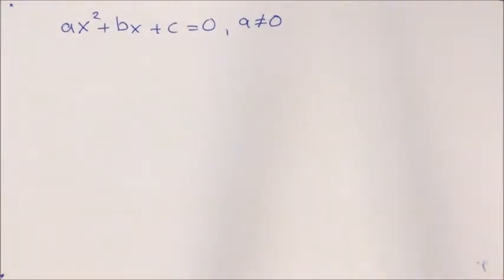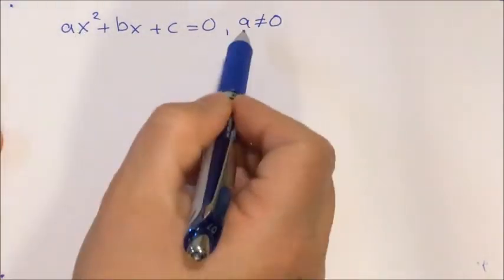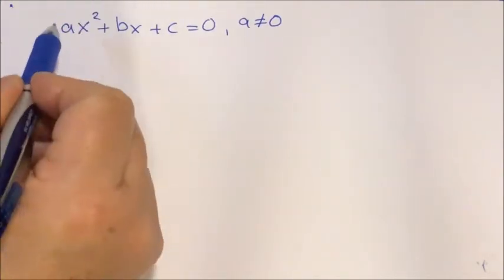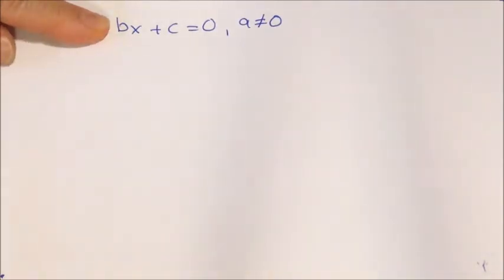Let us start with a general quadratic equation. And we can suppose that the coefficient of x squared, a, is different from 0, because if a were 0, this term would vanish and we would have a linear equation instead of a quadratic equation.